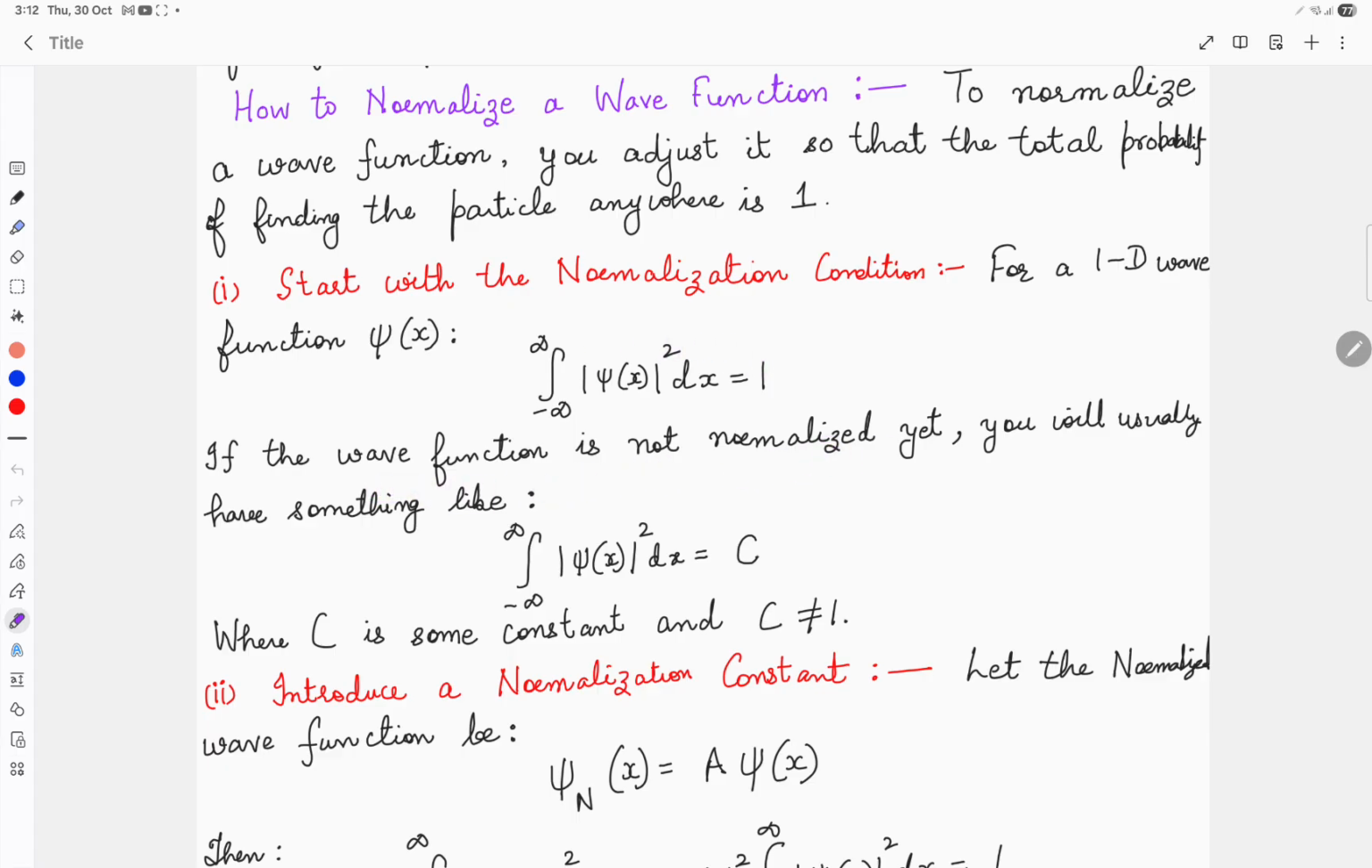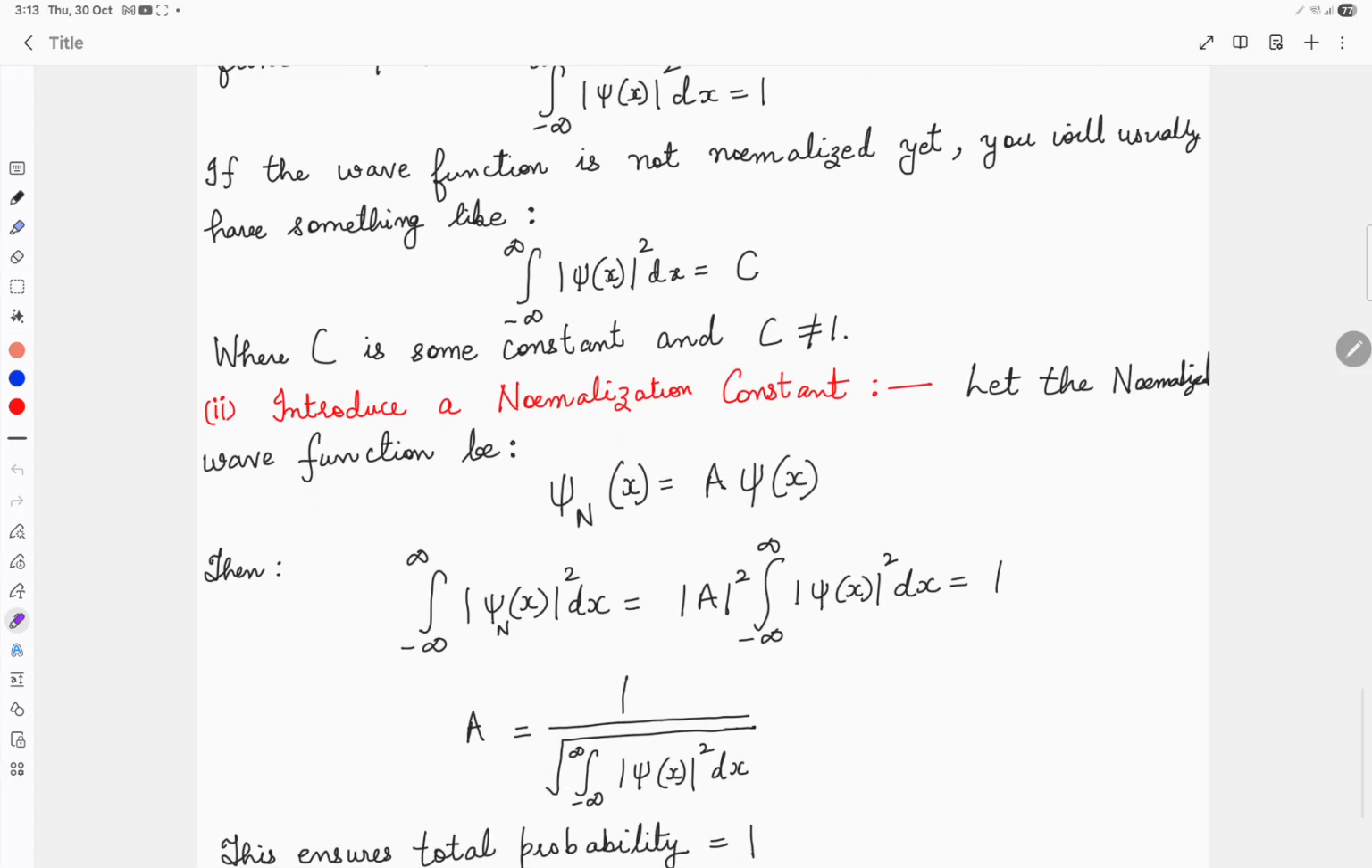Now if the wave function is not normalized, this integral will be equal to some constant c, which is not 1. Had it been 1, it would be normalized, but it is not equal to 1, so it is not normalized. What we will do is introduce a normalization constant. The normalization constant times psi x will be equal to the normalized wave function. Psi x is given to us, which is not normalized, and we multiply it by the normalization constant to get the final normalized wave function.